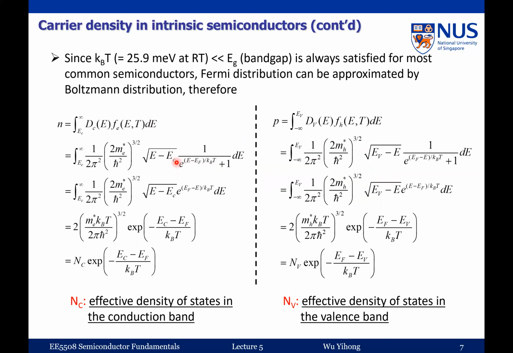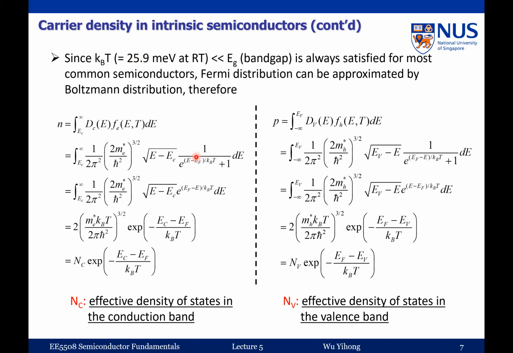This is still a Fermi-Dirac distribution, right? So E minus EF is half of the band gap. If the band gap is much larger than the thermal energy kBT, remember kBT at room temperature is 25.9 millielectron volts, right? If the band gap, for example, is 1 eV, that is 1,000 millielectron volts. So 1,000 divided by 25, you get about 40, right? So e to the power of 40 is going to be a very large number, and that's why I simply ignore this 1.